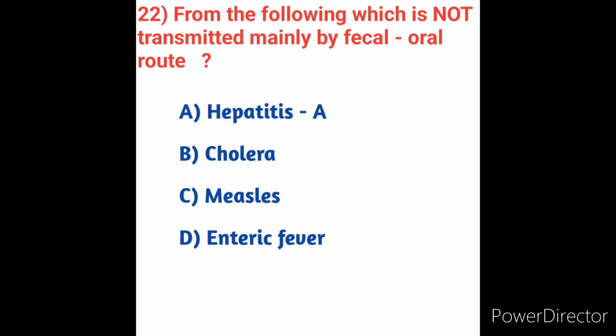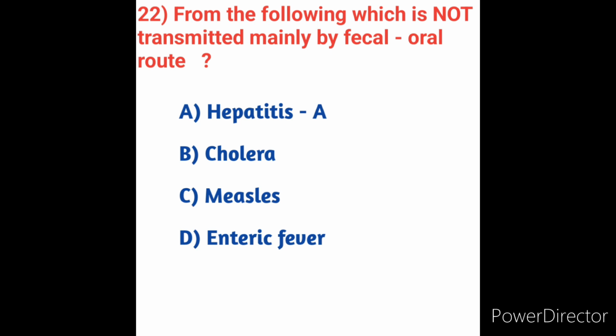From the following, which is not transmitted mainly by the fecal-oral route? From the following options, one is not transmitted through the fecal-oral route. We will see the options. Option A, hepatitis A. Option B, cholera. Option C, measles. Option D, enteric fever. We will see them one by one.